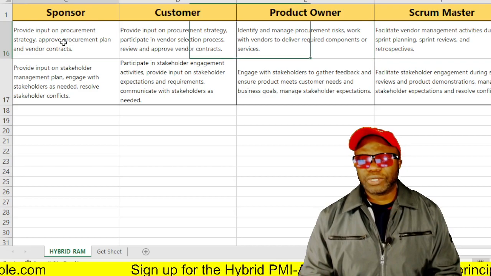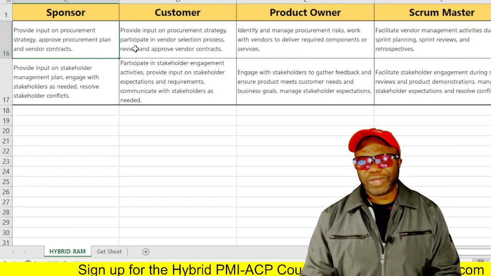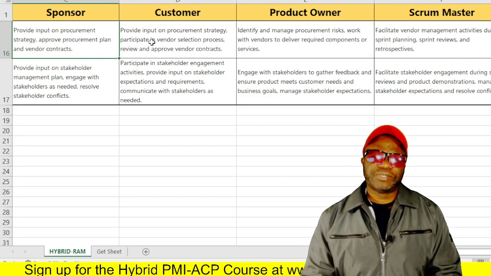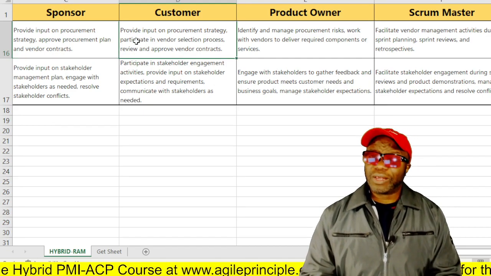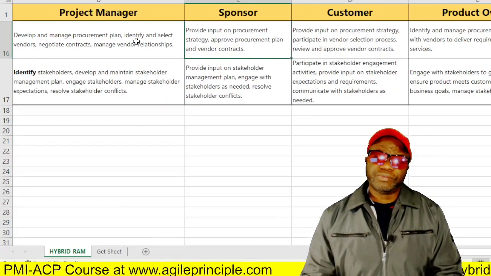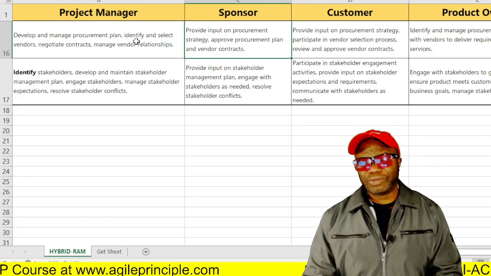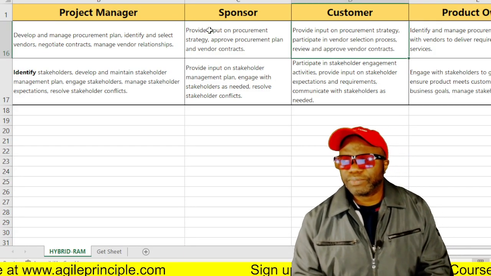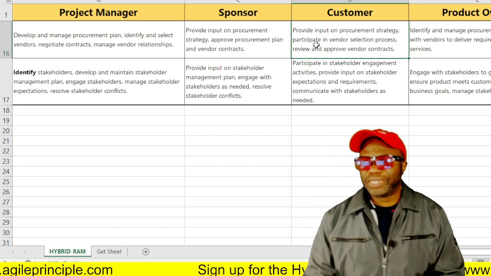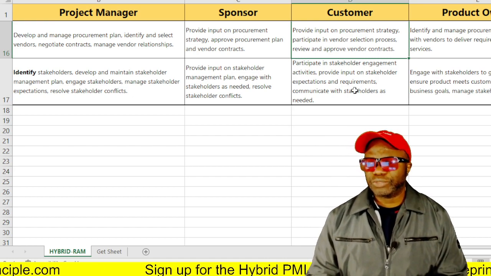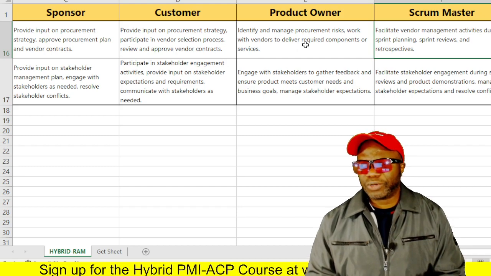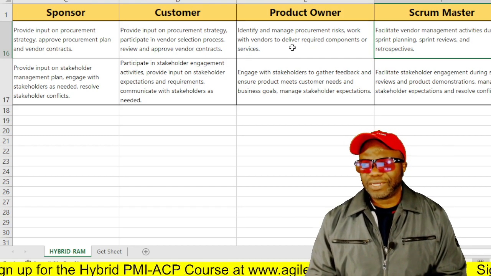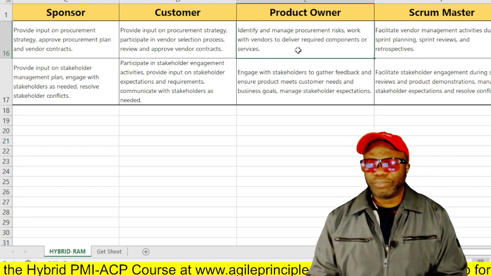And then the sponsor provides input on procurement strategies. A lot of times the sponsors are these wise old sages in the company that know a lot. They know the history of certain vendors and suppliers, so it's a good place to pull them in. The customer provides input on procurement strategy, participates in vendor selection process where necessary. The product owner identifies and manages procurement risks, works with vendors to deliver required components.